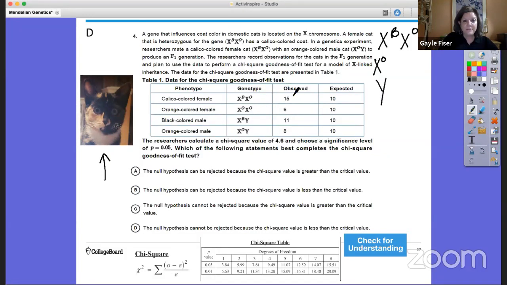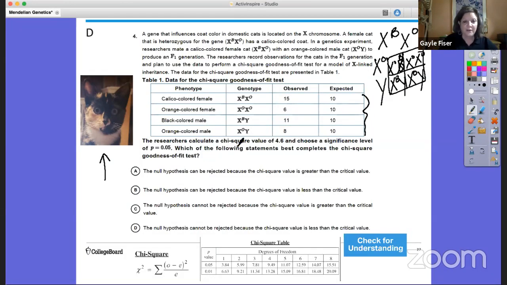Okay, so let's look at this. He expected an equal number of each. Let's go ahead and determine why he expected that, okay? Because I just don't want to take it for granted. So there's a calico option. There's an orange girl. So calico girl, orange girl, black male, orange male. Everybody's different, right? So you have one here, one, equal distribution. So that's where this 10 number in each of these came from.